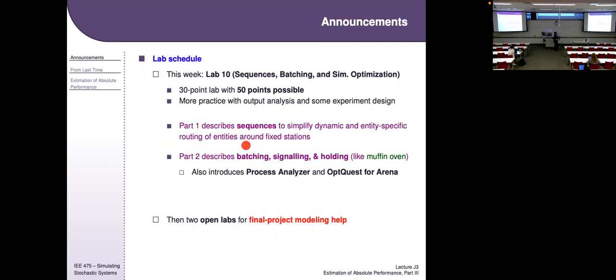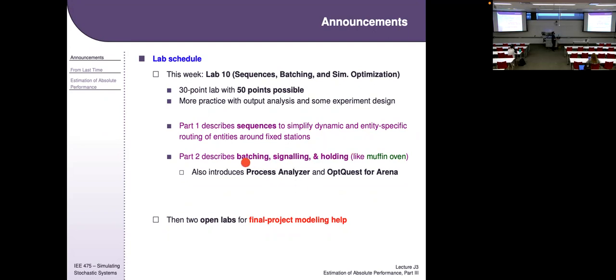Part two is about batching, signaling, and holding, which we talked about with batching and kind of a muffin oven. This shows you how to do it inside Arena. And signals and holds are really powerful and useful tools in Arena. So even if you don't decide that you want to do all of the lab to get the bonus credit, I still recommend you at least take a look at signaling and holding, because that ends up being just a useful general purpose tool for these sims.